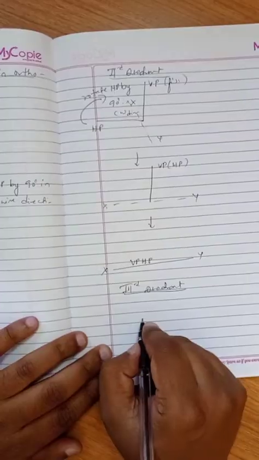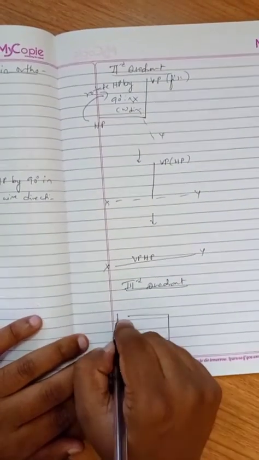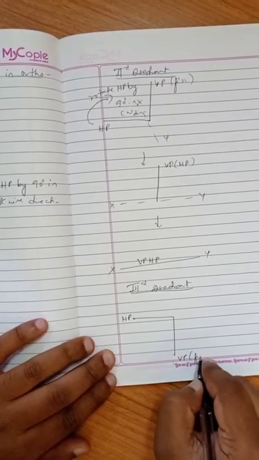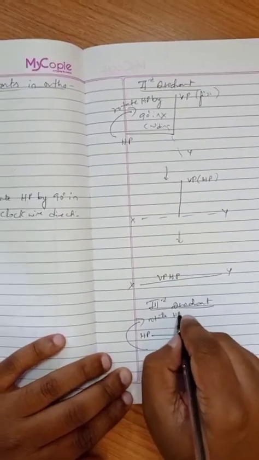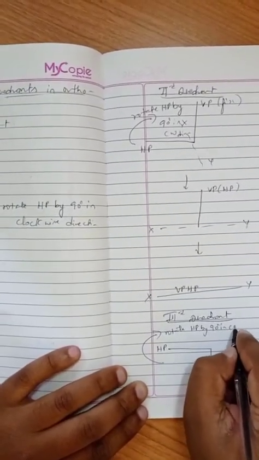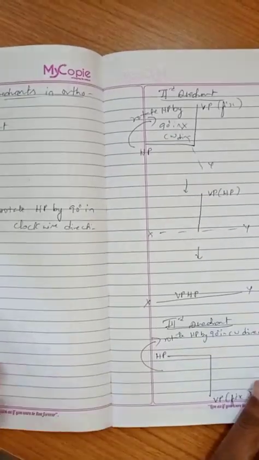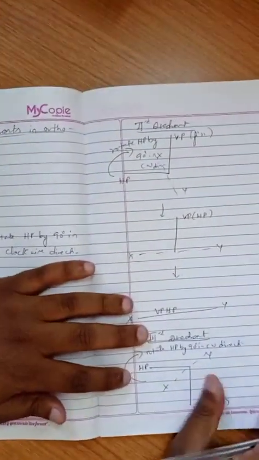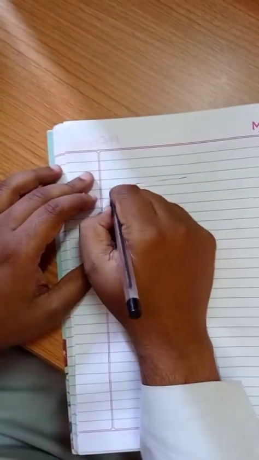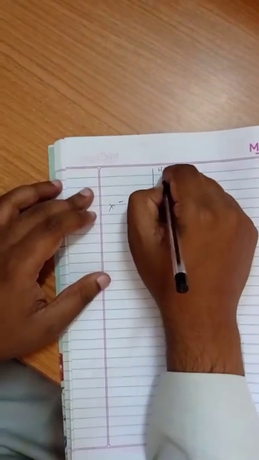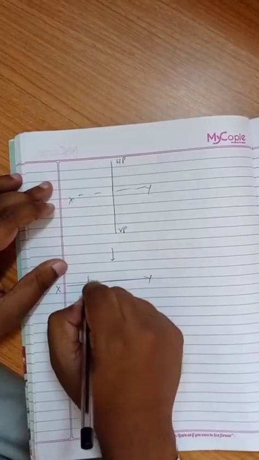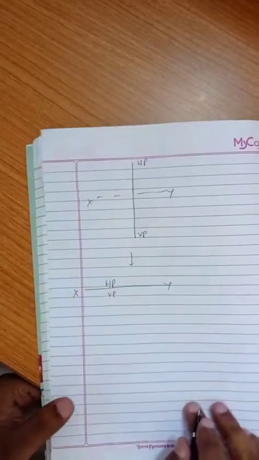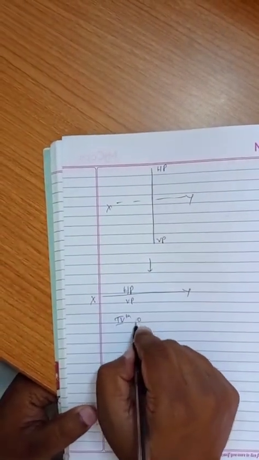We take the part of the quadrant, that is the third quadrant. It will be like this. This is HP, this is VP. We are going to fix the vertical plane and rotate the horizontal plane by 90 degrees in the clockwise direction. Same procedure. Here the HP will come above the XY line and the VP will be below the XY line. So finally we can write for the third quadrant: HP will be above the XY line and VP will be below the XY line.